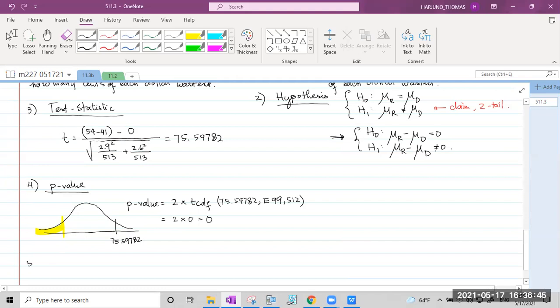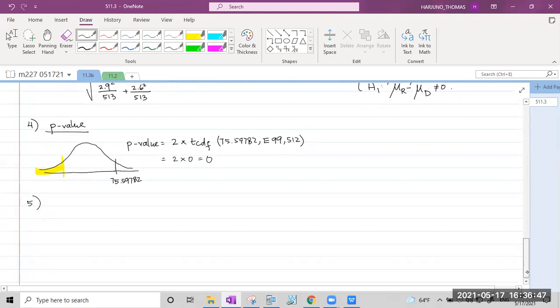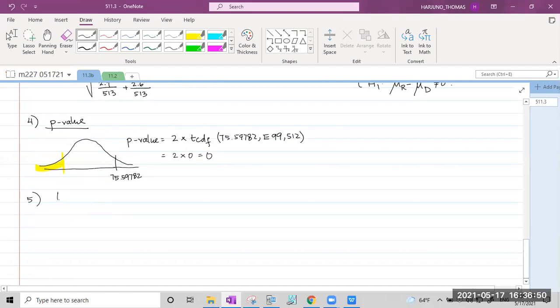So step 5, informal conclusion. Reject the null hypothesis, which means the evidence, the sample, actually supports the alternate hypothesis, which is the claim. Okay, conclusion.